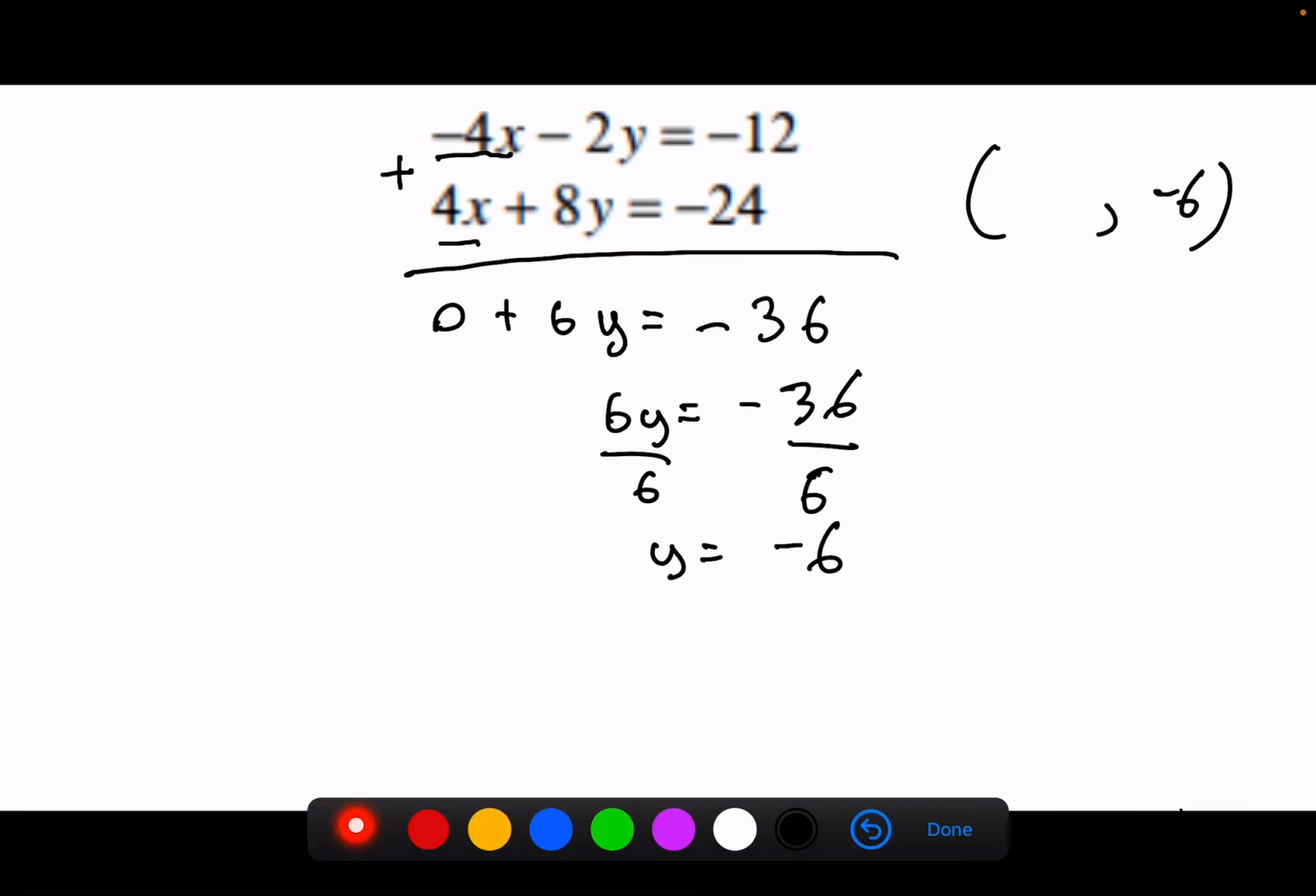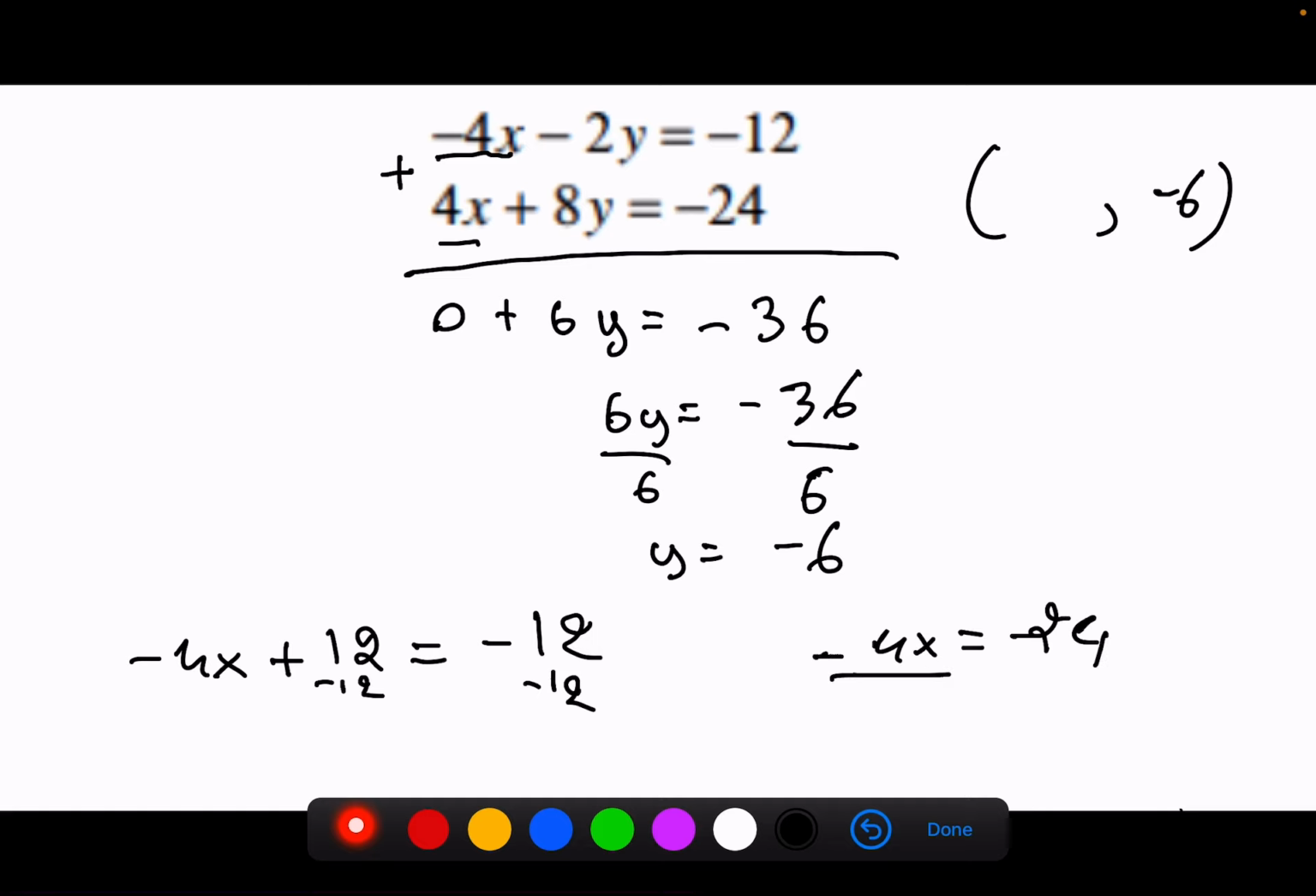Now in order to solve for our x coordinate, we can plug this y equals negative 6 into any equation we want. Let me go ahead and plug that into the first equation because the numbers are less messy. So we have negative 4x minus 2 times negative 6, which is positive 12, so I'm going to have plus 12. Sorry, plus 12, not plus 12y. Plus 12 is equal to negative 12. Then I can go ahead and subtract 12 from both sides. So I'm left with negative 4x is equal to negative 24.